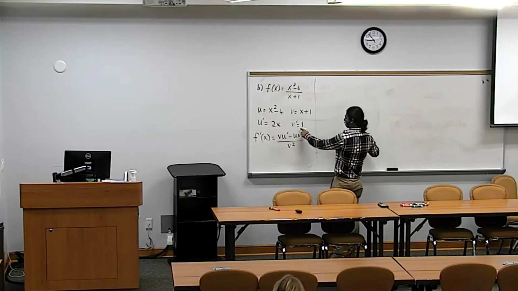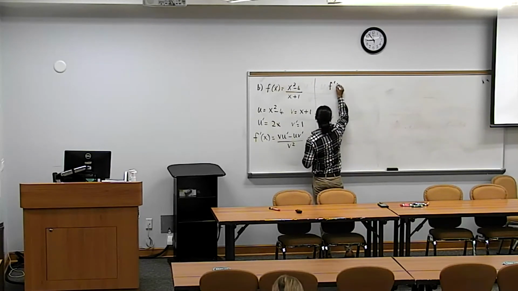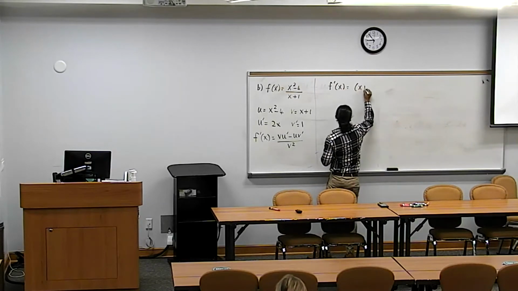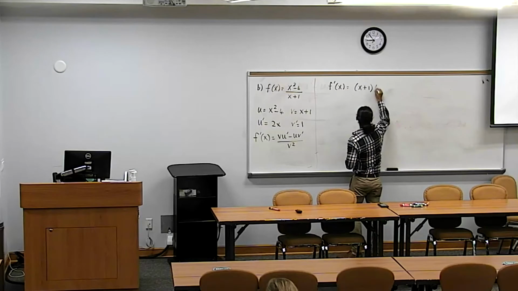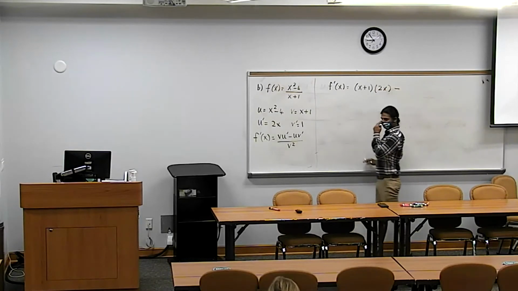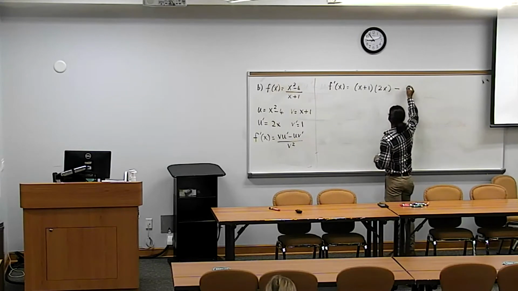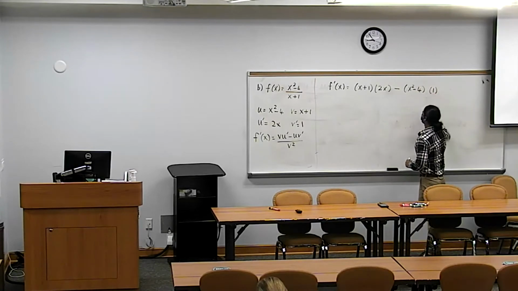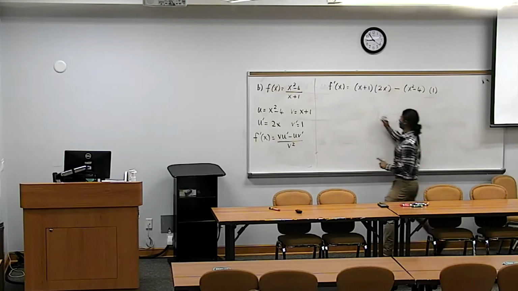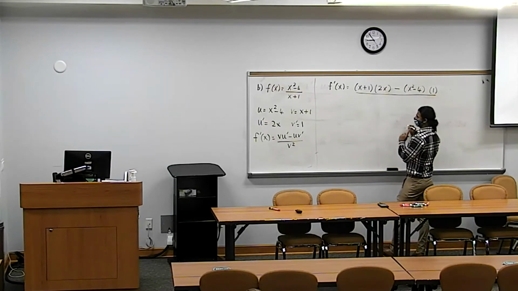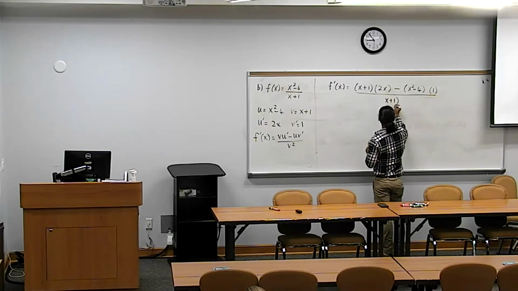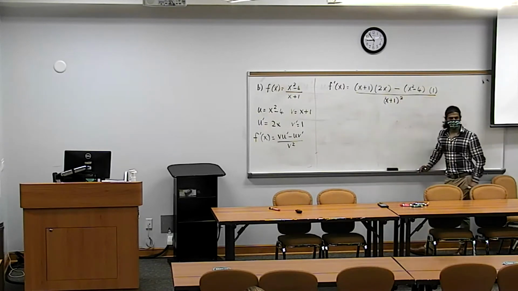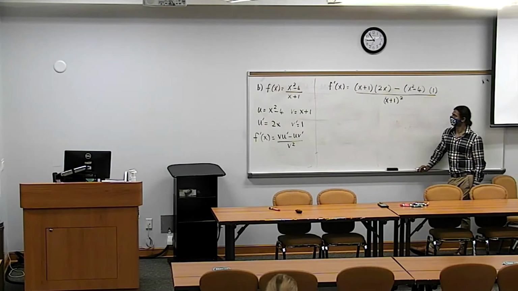Okay, v is x plus 1. u prime is 2x, minus u, which is x squared minus 4, times v prime, which is 1, divided by v squared, that would be x plus 1 squared. Good.